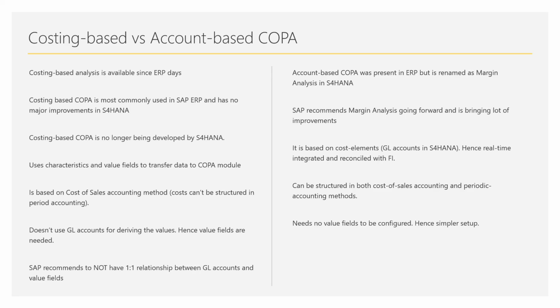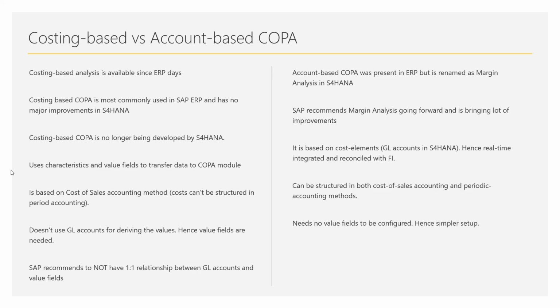And obviously, in S4HANA, the primary advantage is the ACDOCA table where everything is in a single table. Because the GL accounts are also now a part of the ACDOCA table, the cost elements and the transactions are also part of that table. The account based COPA is integrated in real time and reconciled with FI. So that is the primary advantage of account based COPA.